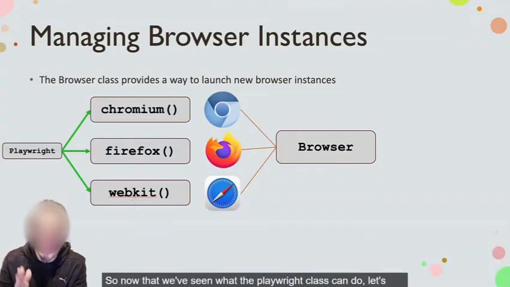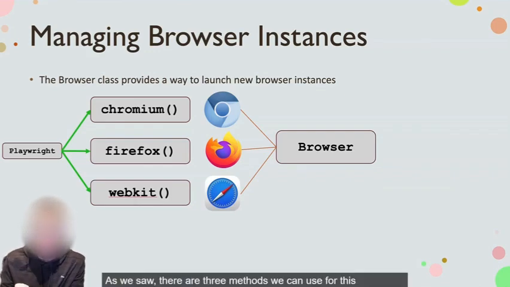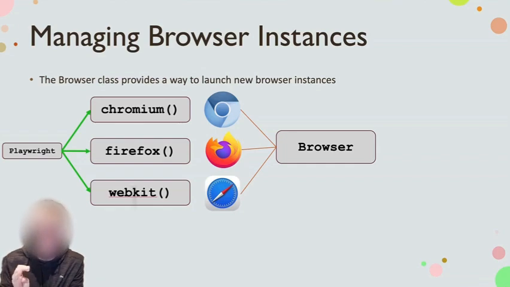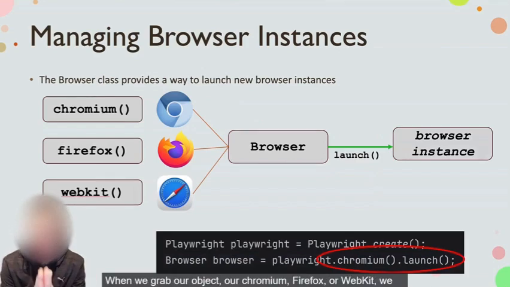So now that we've seen what the Playwright class can do, let's dive into the specifics around what we need to do to create a new browser instance. As we saw, there are three methods we can use for this: Chromium, Firefox, and WebKit to create different types of browser objects. But there's a lot more that we can do when we actually create these browsers.